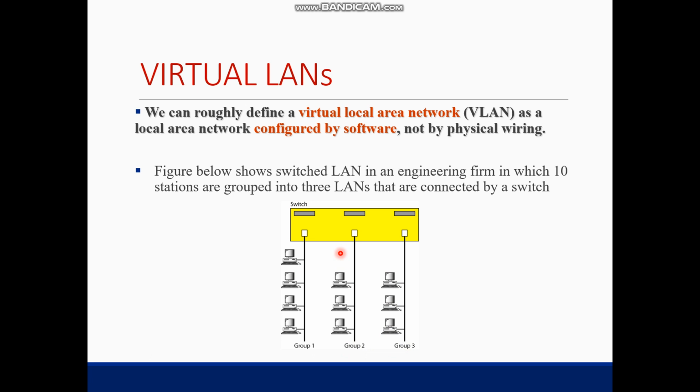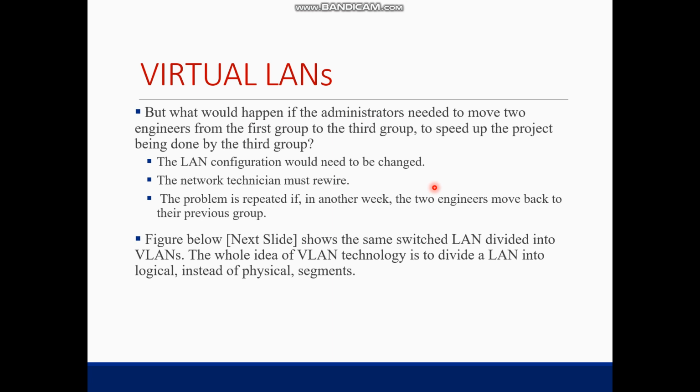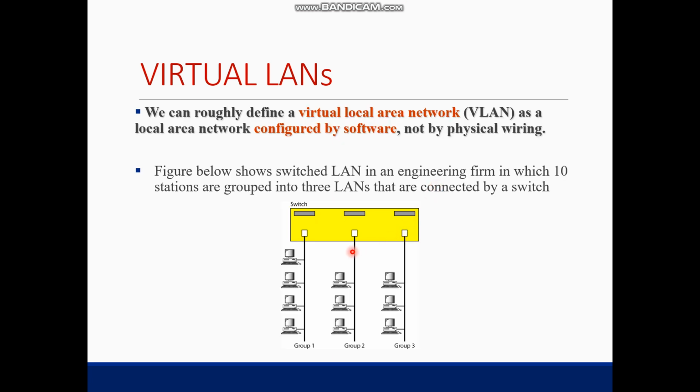We can see that all of them are connected together using a switch. This belongs to the previous slide, which is this one. What happens if, for example, the administrator wants to move two engineers or two hosts from this group to that group in order to make the work done by this group faster? The administrator or the network engineer must rewire, must do everything from scratch, must disconnect the wires there and connect the wires over there. So this is going to be time consuming, and sometimes maybe cost consuming.